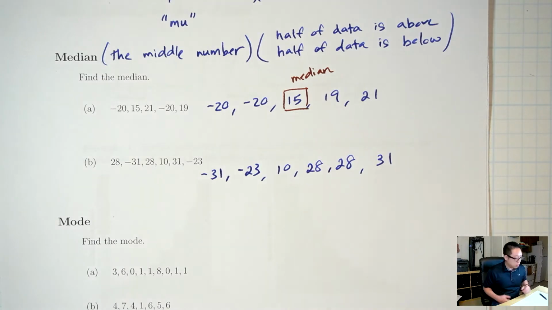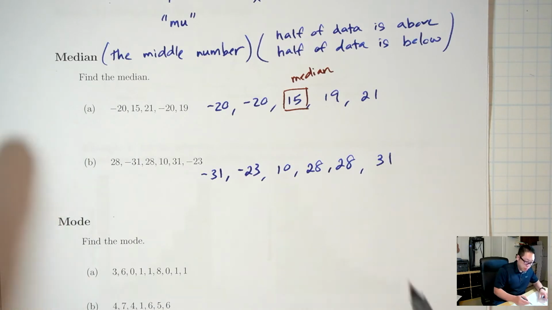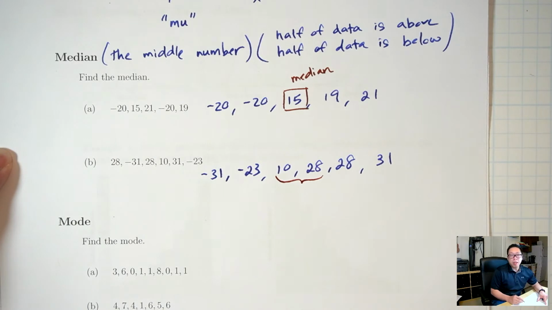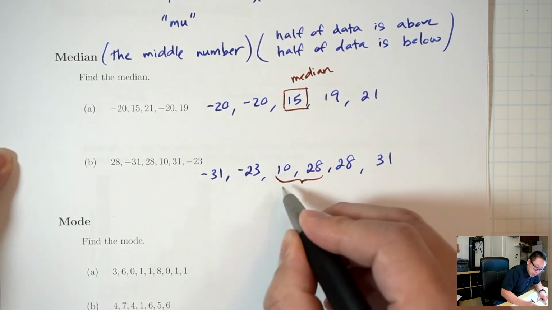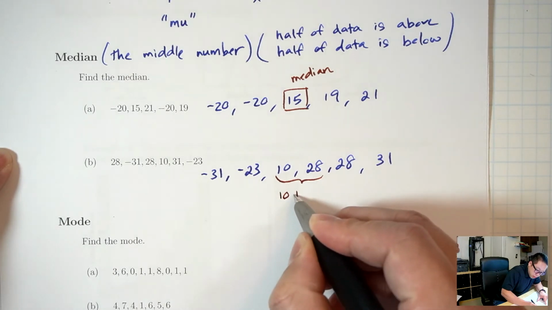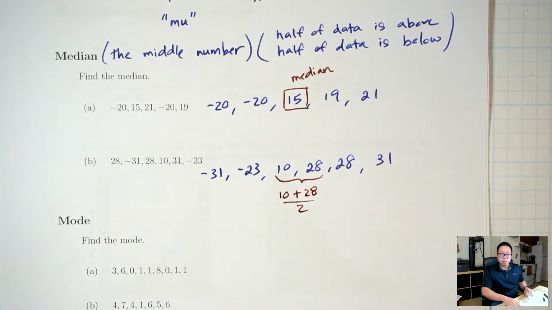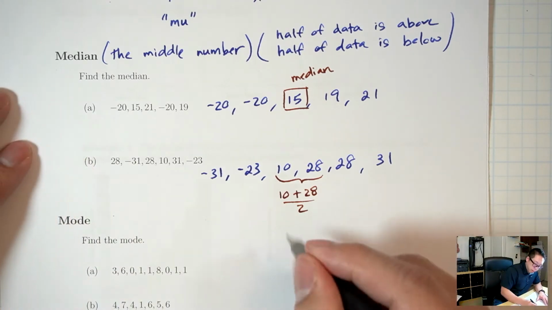Okay, so what do you do? You take the 2 numbers in the middle, which is the 10 and the 28, and then you're going to average them. So add them up and divide by 2. So we're going to take 10 plus 28 and divide by 2. 10 plus 28 is 38, and then divided by 2. 38 divided by 2 is 19.